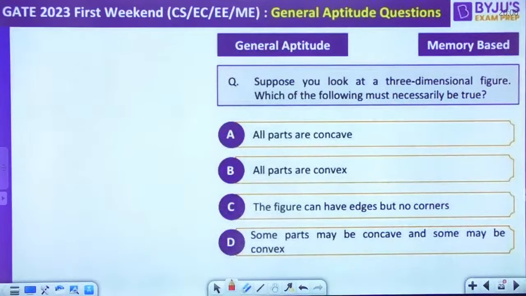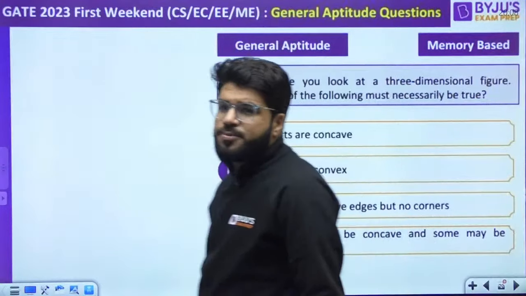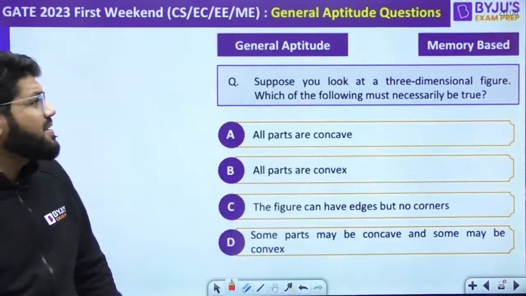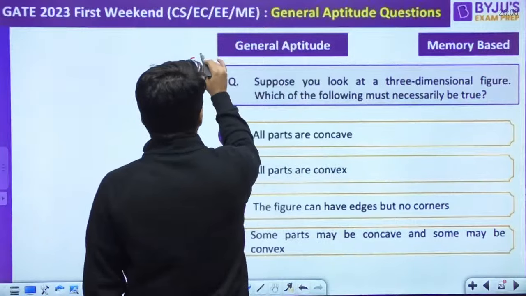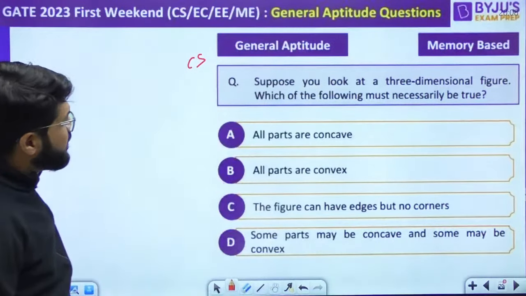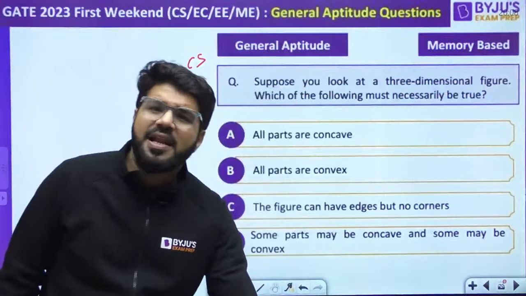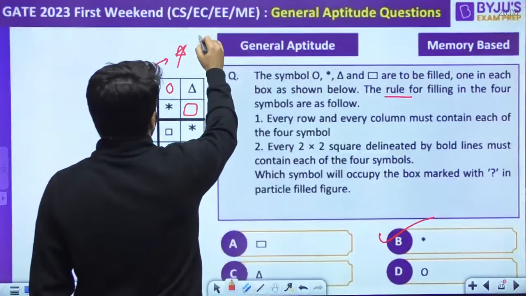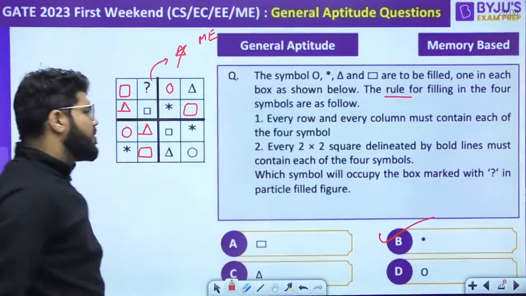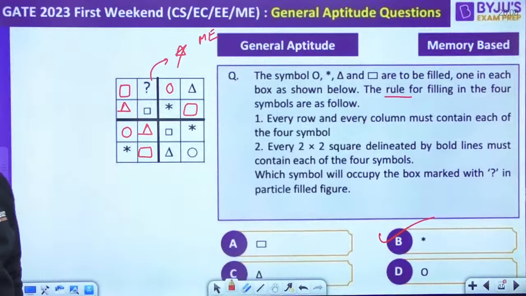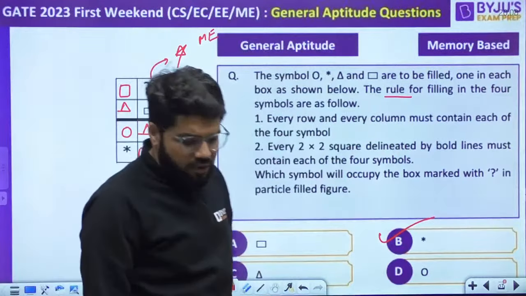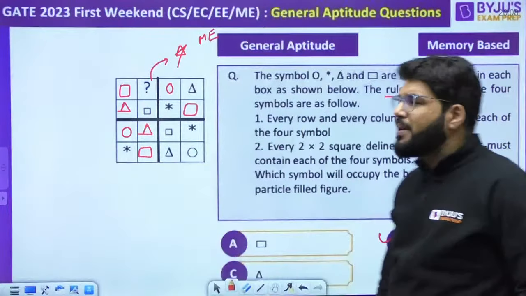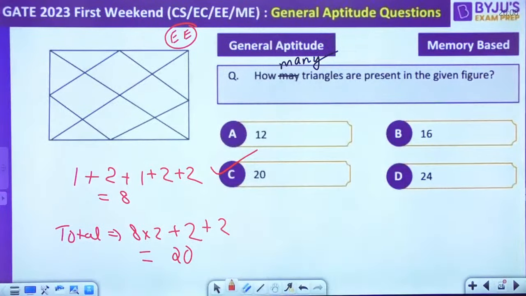Acha. Now one question again related to spatial aptitude was there in computer science as well. Suppose you look into a 3-dimensional figure. Spatial aptitude, not like mirror image and all, but yes, this was there in mechanical, this is a Sudoku based question. Now we have got the COVID question, we will come to that also, Ravi.